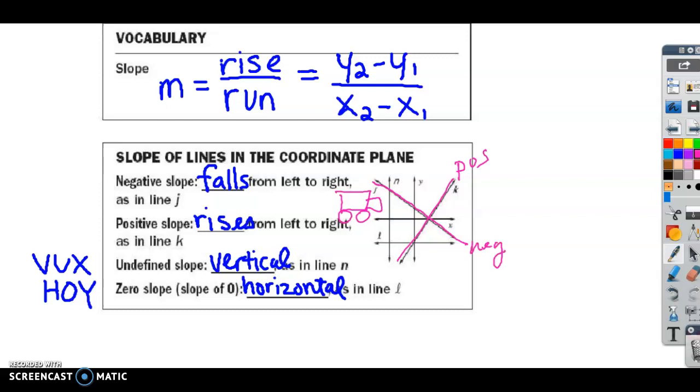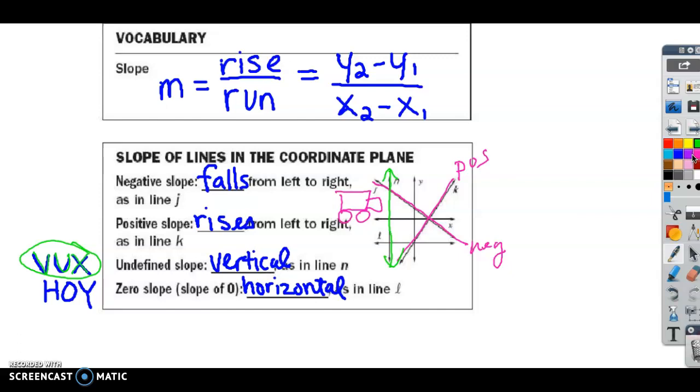An undefined slope is a vertical slope. I'll do that in a different color here. There's a vertical line that has an undefined slope. If you learned about VUX and HOY, VUX means it's a vertical line, slope is undefined, and its equation is going to be x equals.